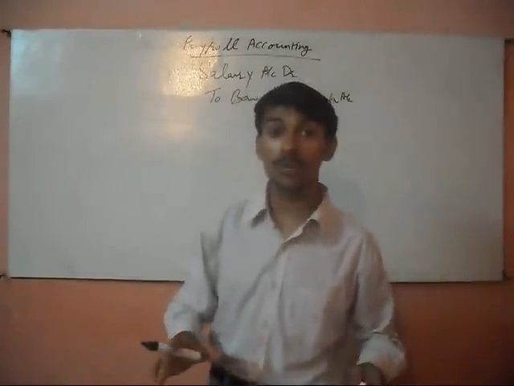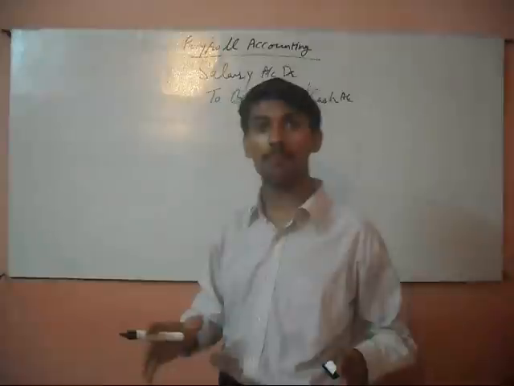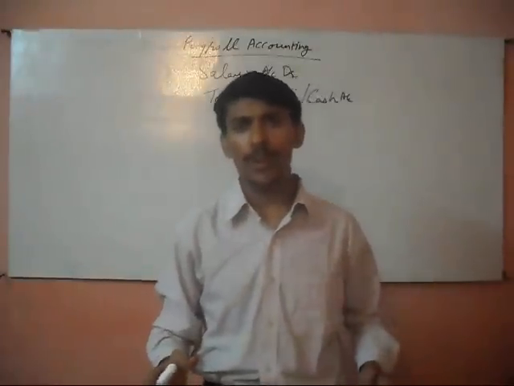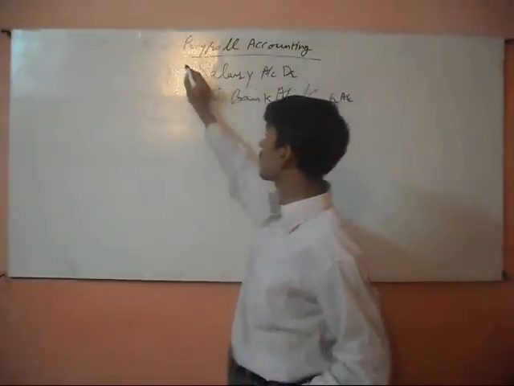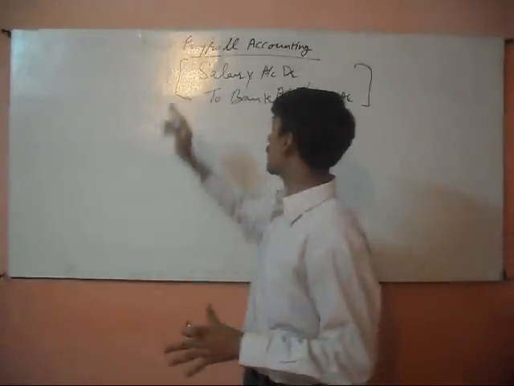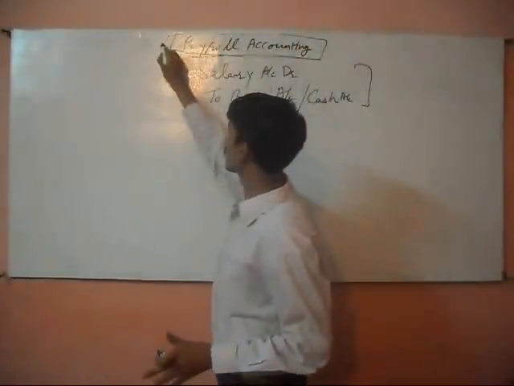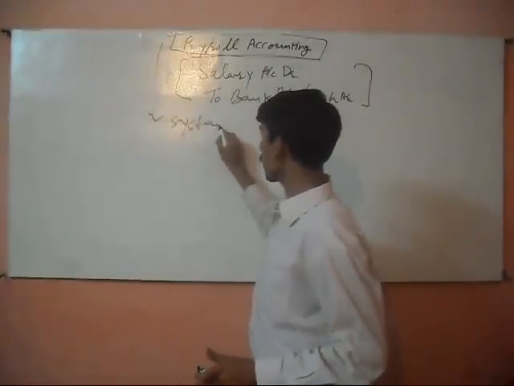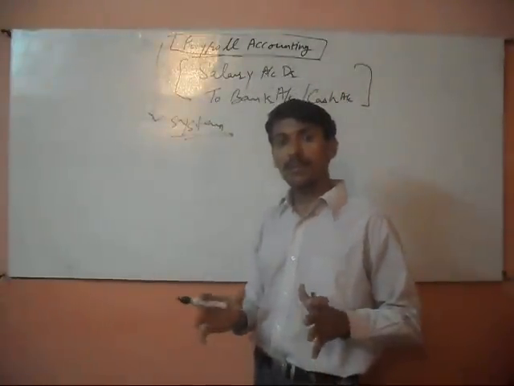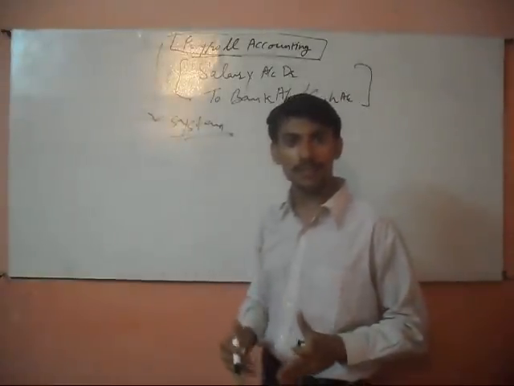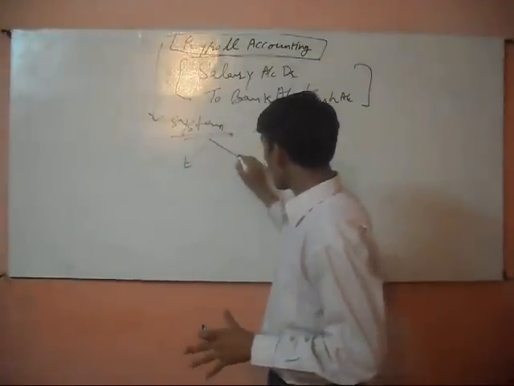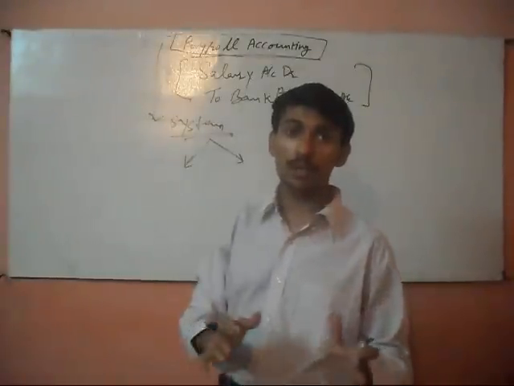But suppose you are doing an accounting job in a very big business and there are lots of employees in lots of departments. At that time, just passing this simple entry is not sufficient. For this, you have to follow the payroll accounting system. In this system, you have to create different departments, an employee list, and then you have to divide each employee's total salary into two parts.